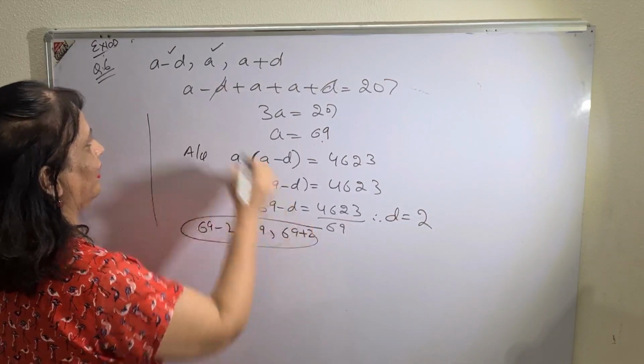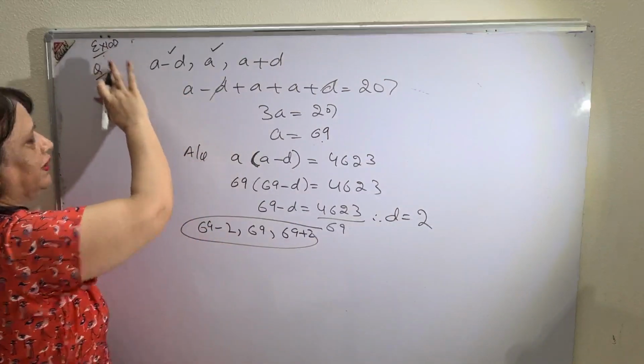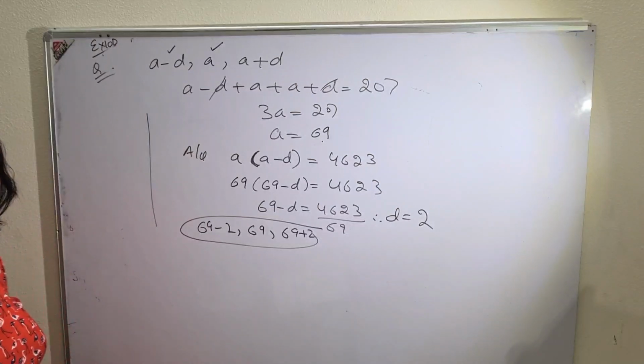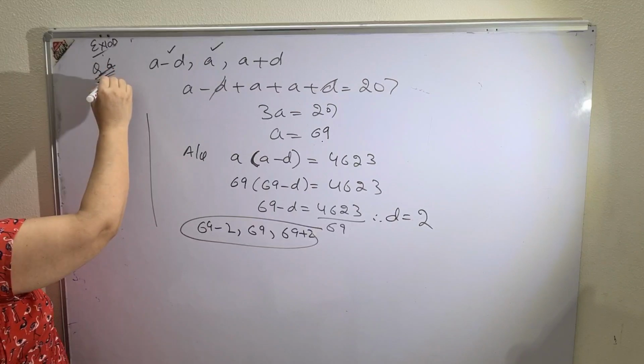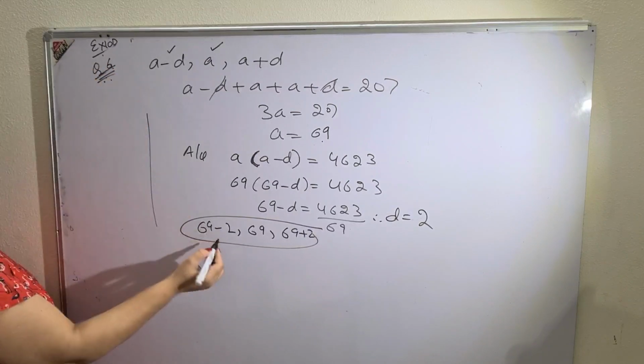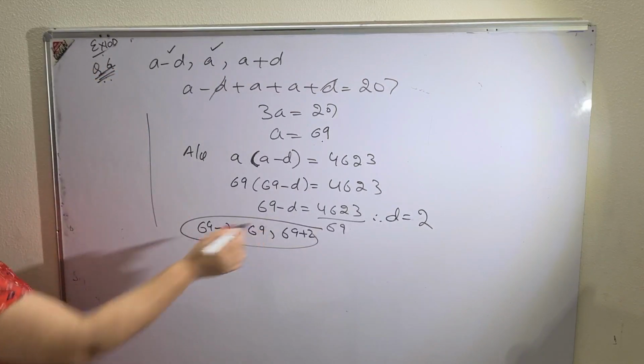This is one of the very, very important sums, and so many times it has come. This is question number 6. This has come in the ICSE also, in pre-board also. So the answer will be 67, 69 and 71.